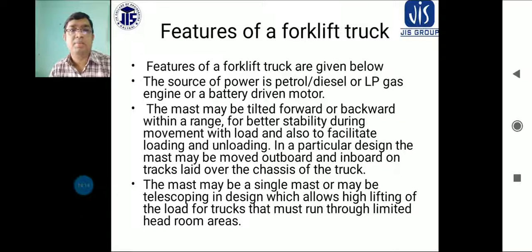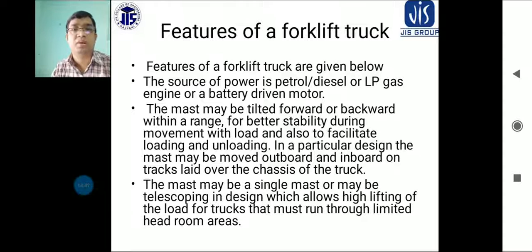The mast may be a single mast. That means it will not be multiple masts. It may be a single or a telescoping mast. This is the telescoping mast. This is a design which allows high lifting of loads for trucks that must run through limited headroom areas.